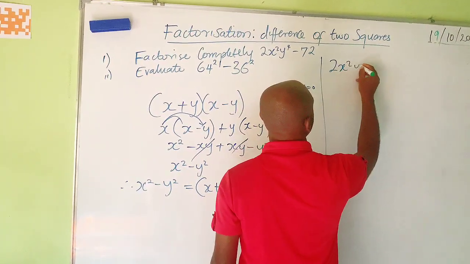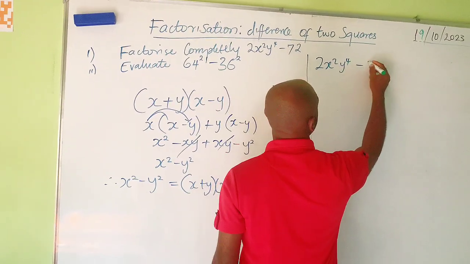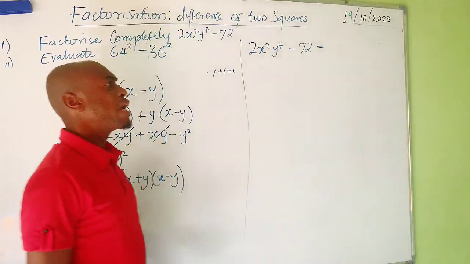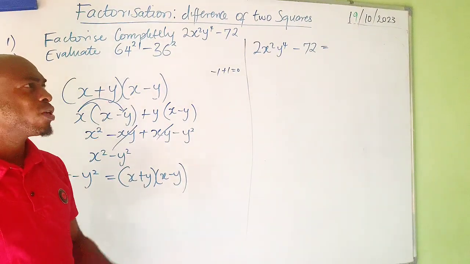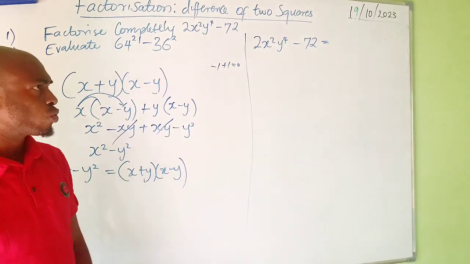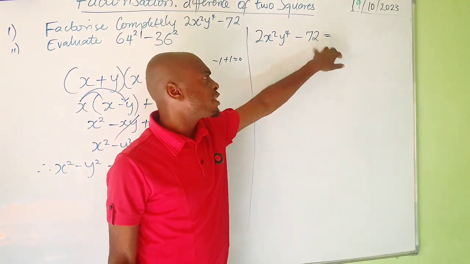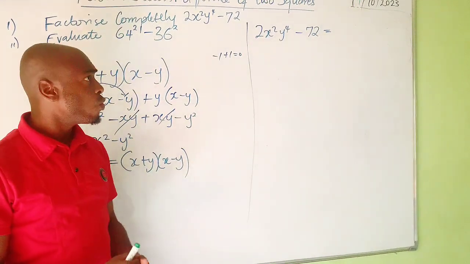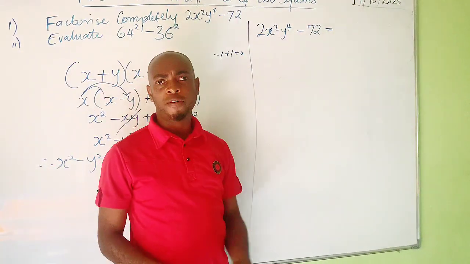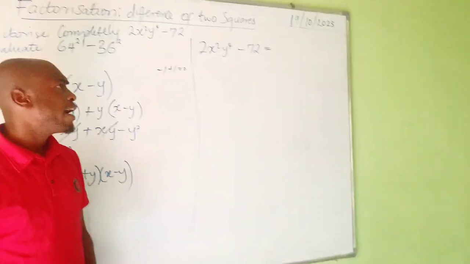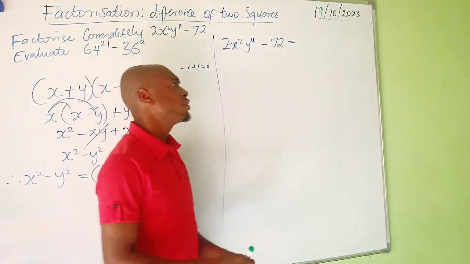Two x squared y raised to the power of 4 minus 72. We are going to express this number in such a way that we have difference of two squares. Can I express 72 as a square? No, I cannot, because 72 is not a perfect square. There is no number you can multiply by itself to have 72. Let us factorize at first.